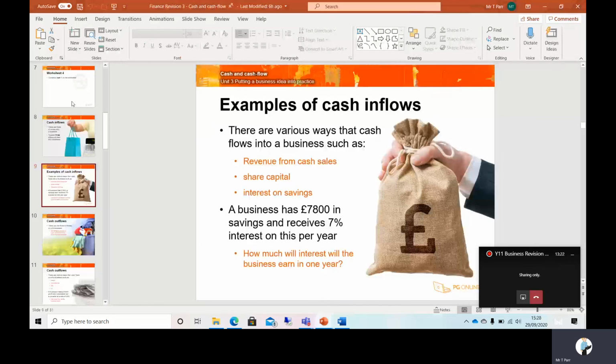So cash inflows could be, first of all, the revenue you make from cash sales, as in you sell a pair of shoes, they pay on card, or they pay using credit card, or they pay using cash. That's absolutely fine. Another source of revenue could be share capital, money you get from selling shares in your business, or it could be some interest got in savings. All of this is basically cash coming into the business.